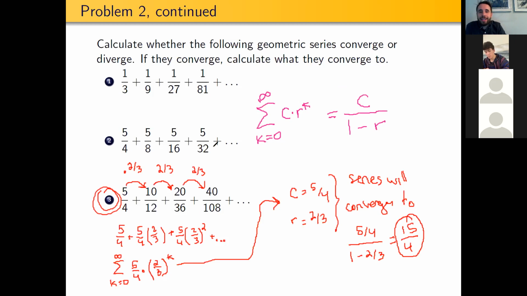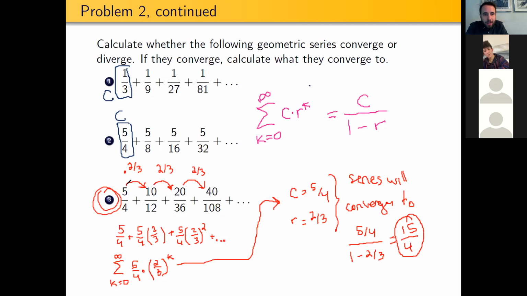So how do we know what our starting K value is? My secret today is that for all of these problems, I can always start with K equals 0. I just make sure that whatever my number is, that is my starting C value. Because if I start with K equals 0, then the first term will always be C times R to the 0, so that first term will just be a C.